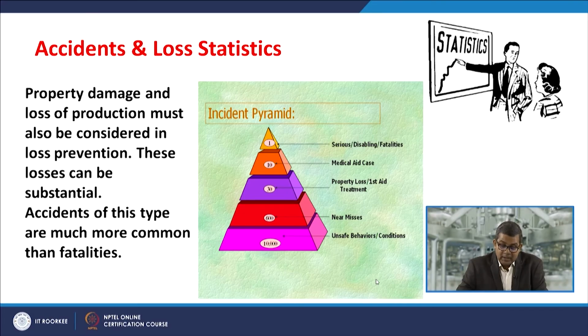And there is a very small number of cases where serious disability or fatality may take place. But you cannot ignore any kind of unsafe behavior or conditions, because ultimately all these reviews give you proper information that, gentlemen, something is going wrong within the plant itself. So you need to be vigilant, you need to find out, and you need to record all those statistical information.